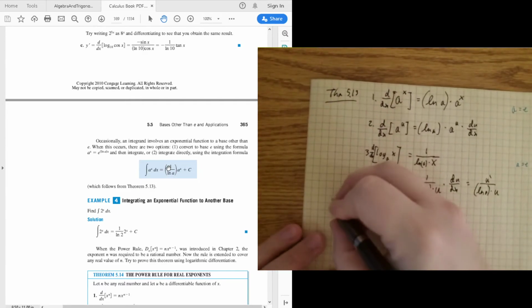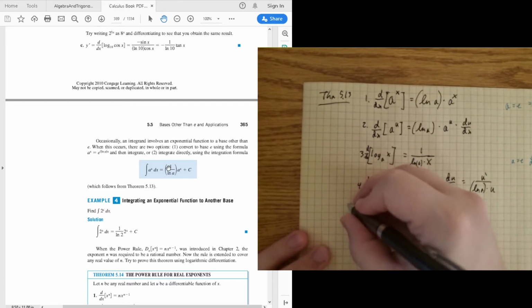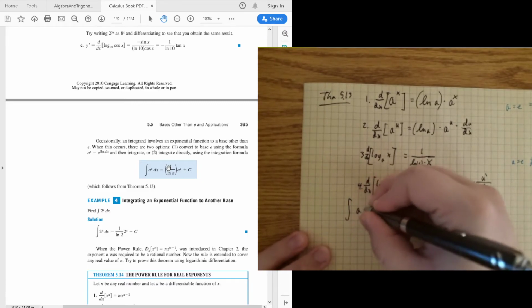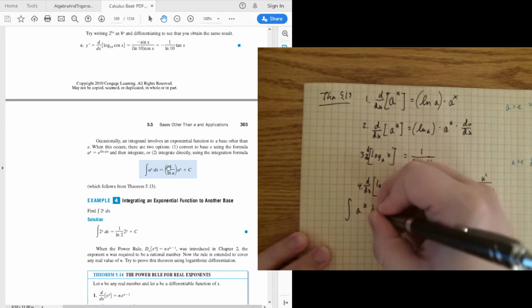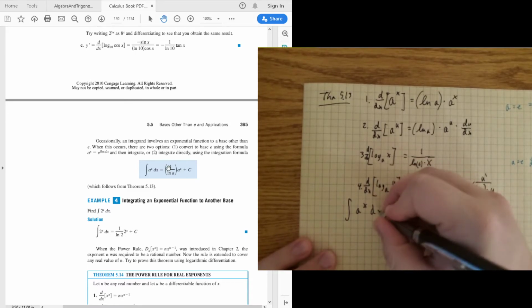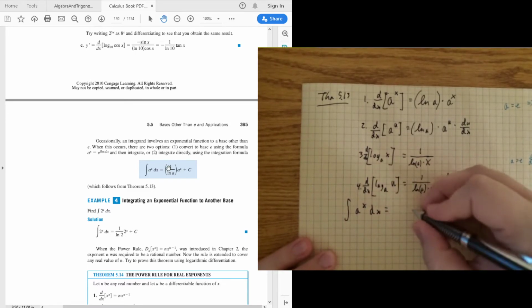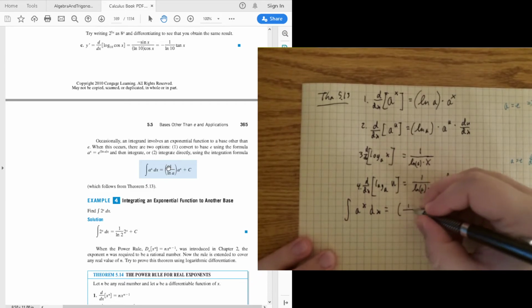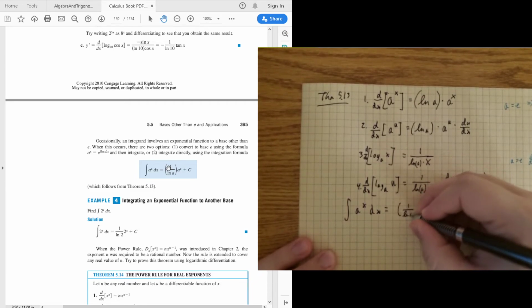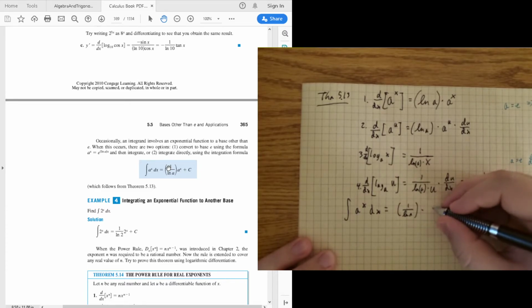So, this will be my next piece of notes. It states the integral of a to the x power dx is equal to 1 over ln of a times a to the x plus c.